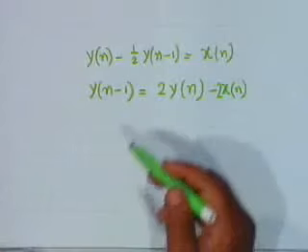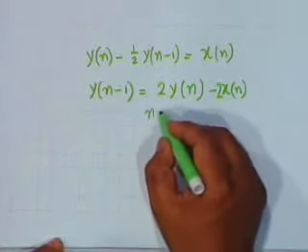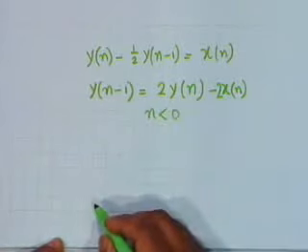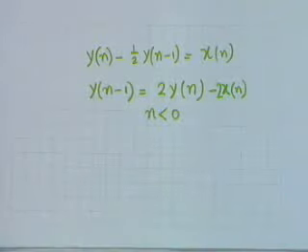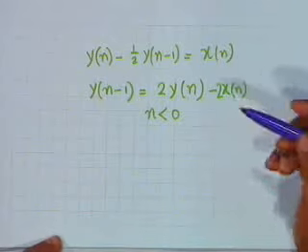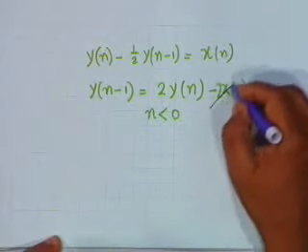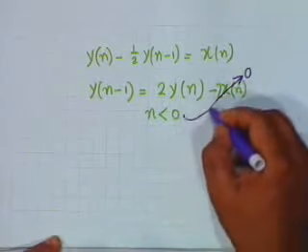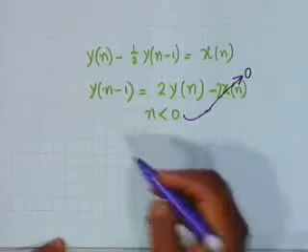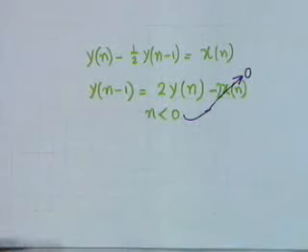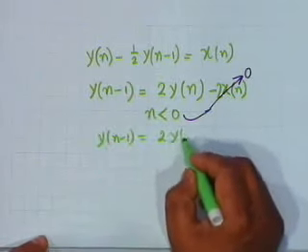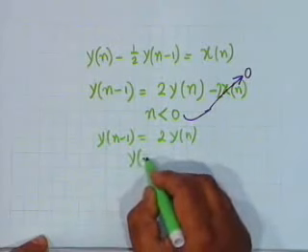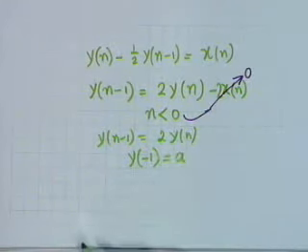So this is what I get. And for n less than 0, this term, twice x of n, only shows its teeth at n equal to 0. So for n less than 0, this term is equal to 0. Therefore, my equation is simply y of n minus 1 equal to twice y of n. And we already have the initial condition y of minus 1 equal to a.